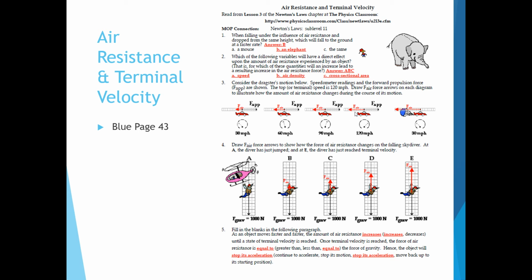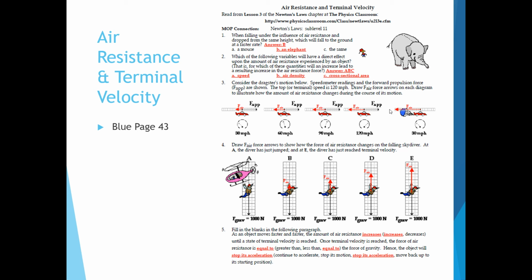And at that point, he's no longer accelerating, so his F applied equals his F air. Once this chute opens to slow him down, he has a significantly large air resistance, and he is now going to slow down dramatically.